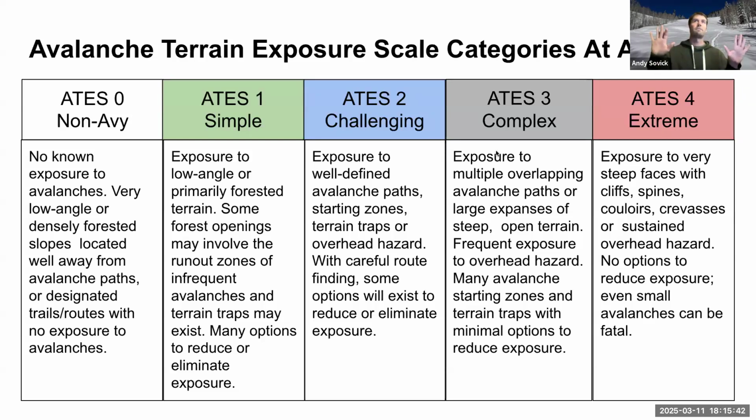Think about looking at a mountain face and you've got multiple V shapes converging into one spot. That's complex terrain. Big avalanche terrain. We see avalanches there regularly. As you're traveling through it, you have frequent exposure to overhead hazard, terrain traps, minimal options to reduce your exposure. Extreme terrain, level 4, is even easier to understand. It's big, it's nasty. There's no reducing your exposure. Yeah, pretty easy to figure out that one.